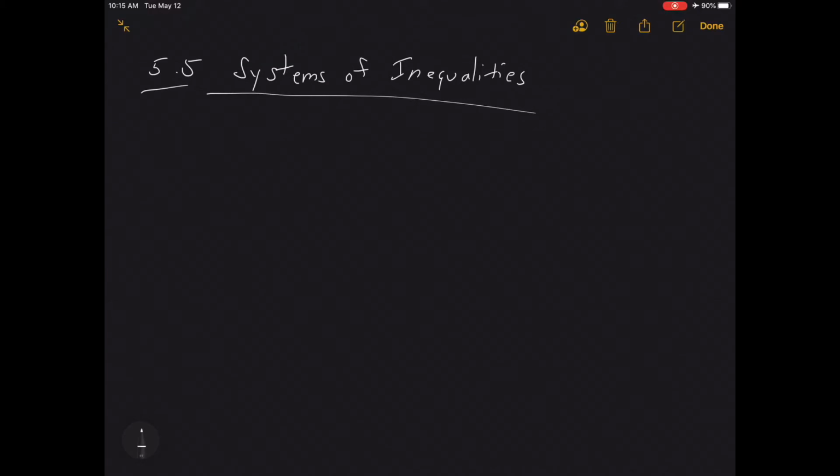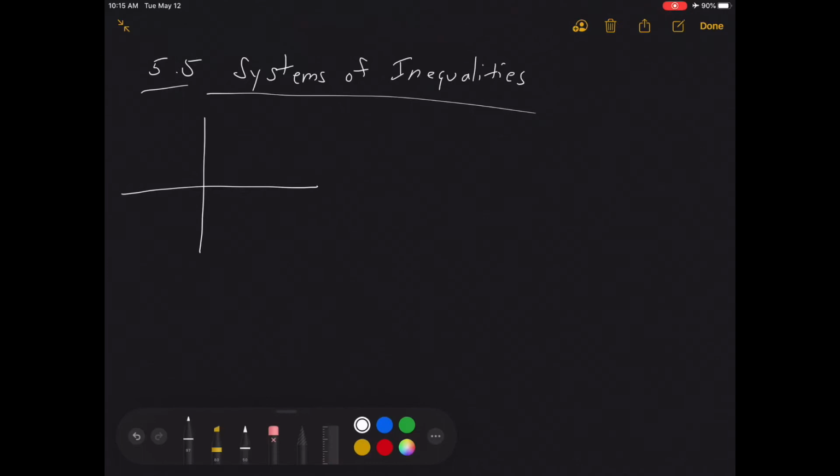So if we were to have a graph of some kind, and we were to graph a linear inequality, something where you've got a greater than or less than, or greater than or equal to, less than or equal to, and you graph the line like this. Whatever this line is, I'm just going to make something up. Maybe this is x plus y is greater than or equal to 2.